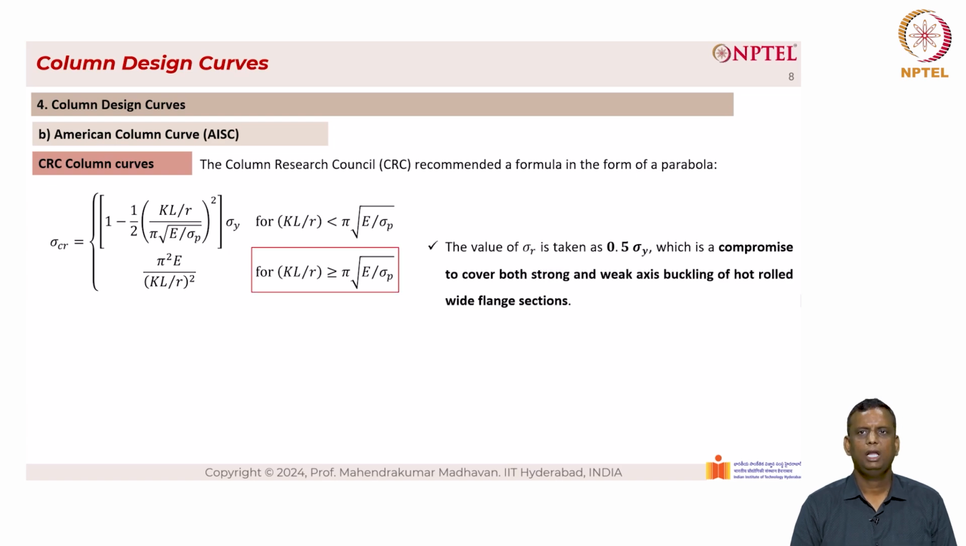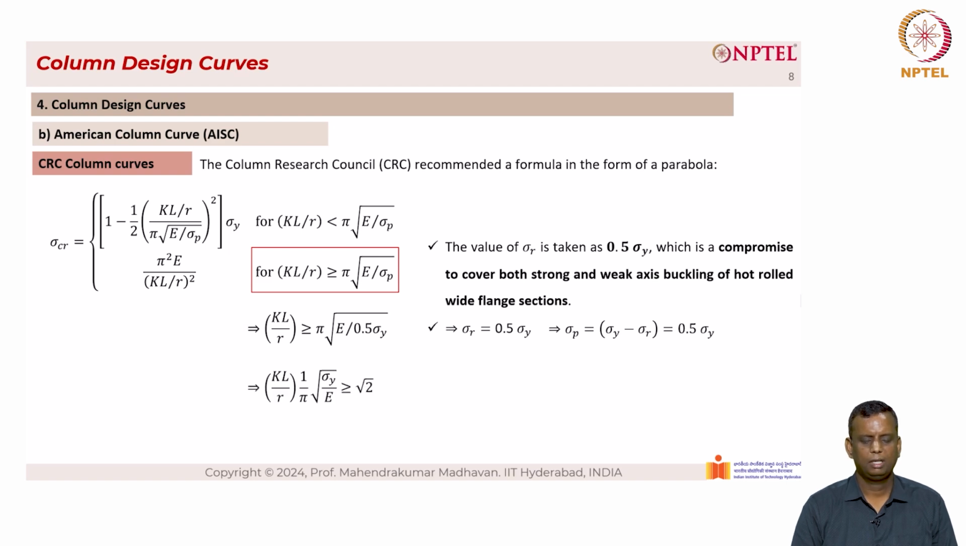So let's look at it. The value of sigma sub R, which is the residual stress, is taken as 0.5 into sigma Y, which is a compromise to cover both strong and weak axis buckling of hot rolled wide flange sections. So sigma R is equal to 0.5 into sigma sub Y, which implies sigma sub P equal to sigma Y minus sigma R, which is equal to 0.5 sigma Y. Here we have KL by r greater than or equal to pi into root of E by 0.5 sigma Y. Essentially, we are substituting 0.5 sigma Y for sigma sub P, and we can rearrange this as KL by r into 1 by pi into root of sigma Y by E, which is greater than or equal to root 2.